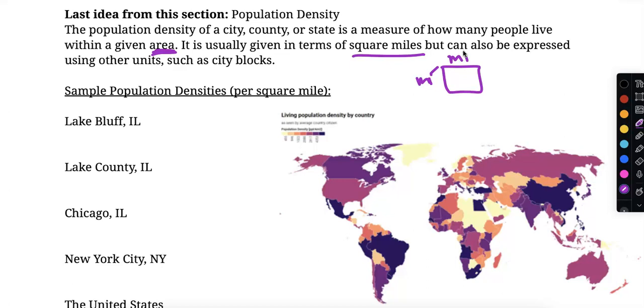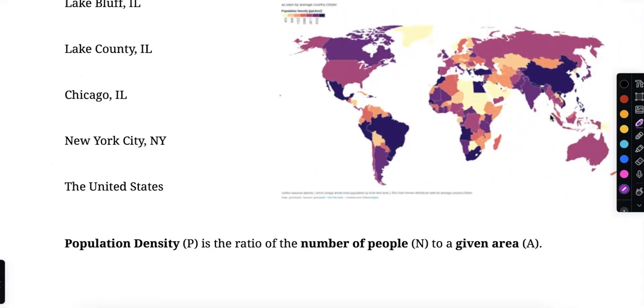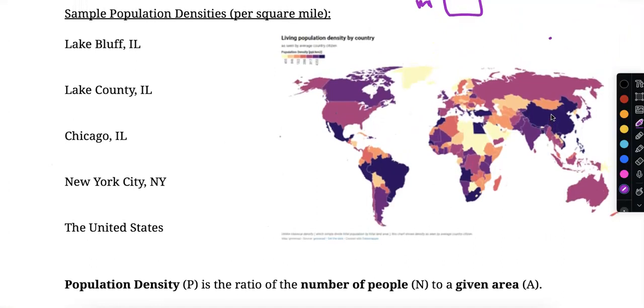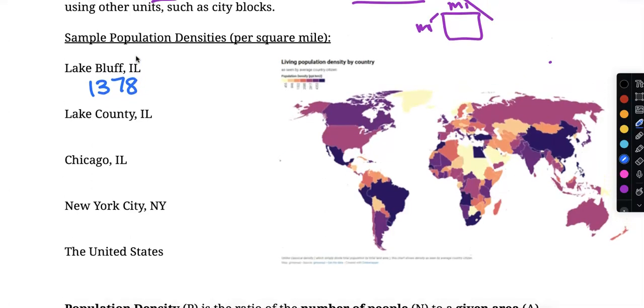So, some sample population densities per square mile. We're going to start with Lake Bluff. According to the 2020 census, Lake Bluff had a population density of 1,378 people per square mile. So in that one square mile, there were 1,378 people living. In Lake County, so getting a little bit bigger, zooming out, in all of Lake County, there's only 520 people per square mile, which means that Lake Bluff is more dense than Lake County.